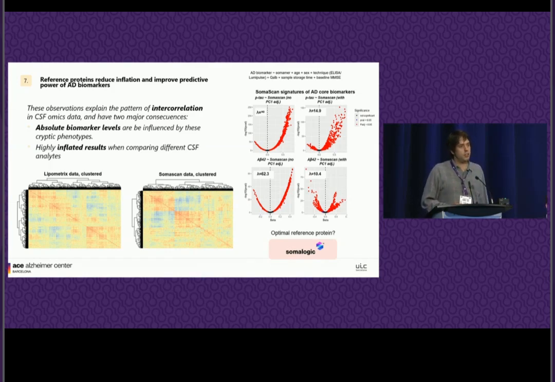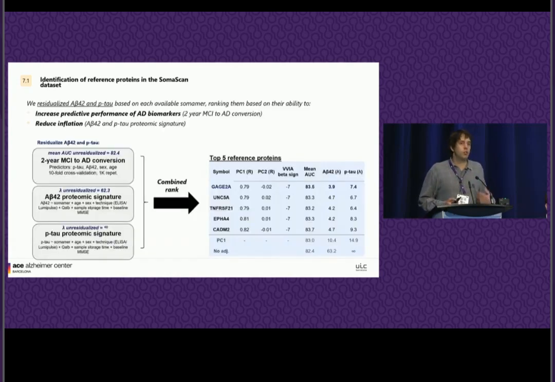However, we wondered if there are any more optimal reference proteins than just adjusting by PC1. So we again scanned the SomaScan dataset to find optimal reference biomarkers. Basically, we ranked each somamer based on its ability to increase the predictive performance of CSF p-tau and beta-42 in 2-year MCI to AD conversion, and also its ability to reduce the lambda inflation in the proteomic signatures of p-tau and A-beta. And here you can see that the top 5 reference proteins all outperform PC1 as an adjustment variable. You can also see how they correlate strongly with PC1, indicating they are reference proteins for CSF clearance, but they don't really correlate with PC2.